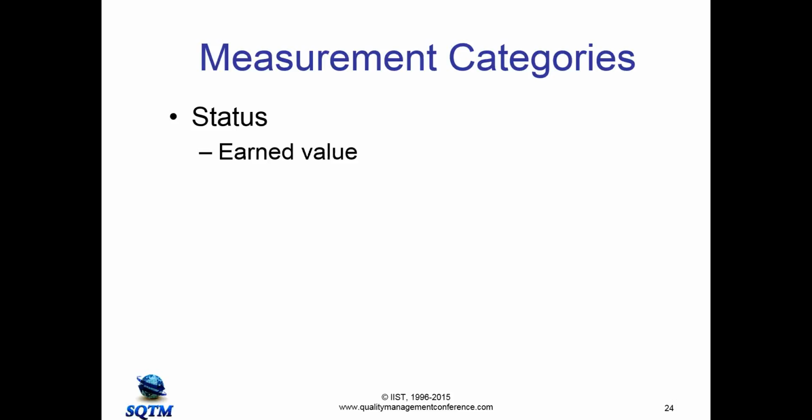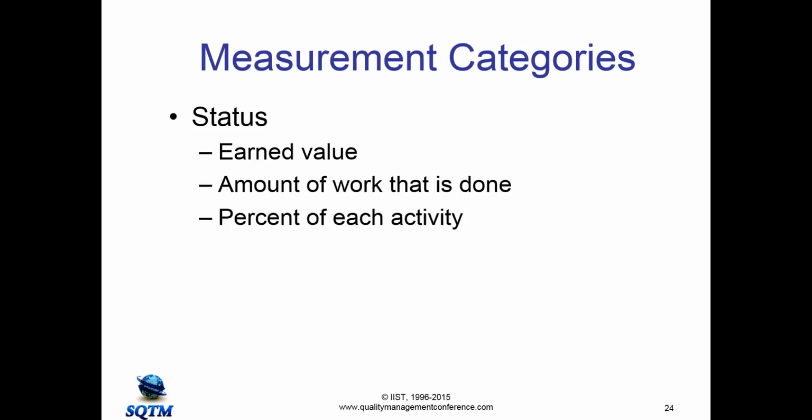And probably all of you have measures on status. So one of the things you need to look at is earned value. And I would almost bet that this is not one of the categories you look at on status. You need to look at it. Amount of work that is done. So you're going to have raw data. How much work have you done? How many test cases have you accomplished? Have you exercised? What percentage of each activity have you accomplished?